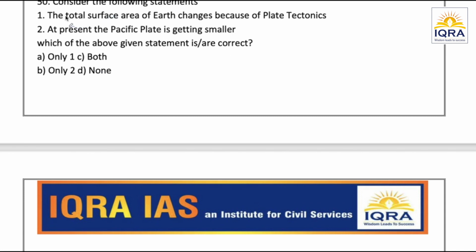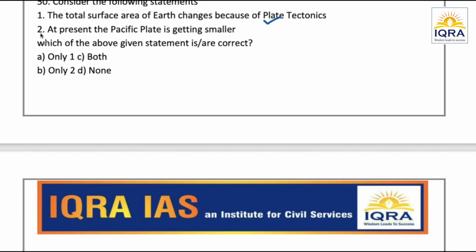Moving on to the next question, question number 50. Consider the following statements. The total surface area of Earth changes because of plate tectonics. Yes, this is a correct statement. See, the Earth's lithosphere is broken into 7 major and some minor tectonic plates, right? And these plates move in relation to each other, which slowly changes the location of Earth's continents and oceans, right? So this statement becomes the correct statement.